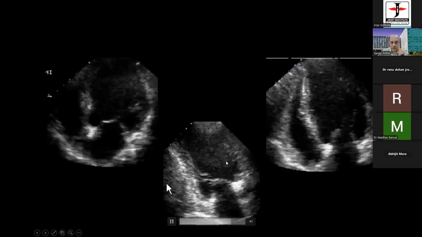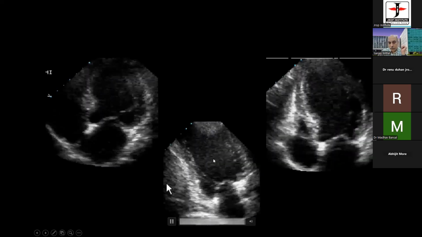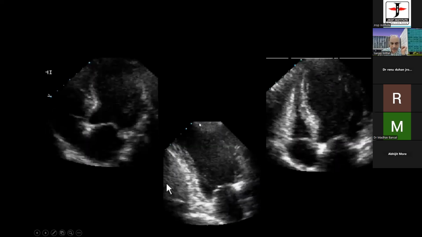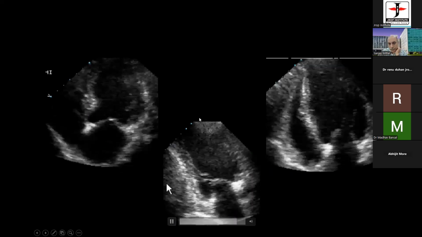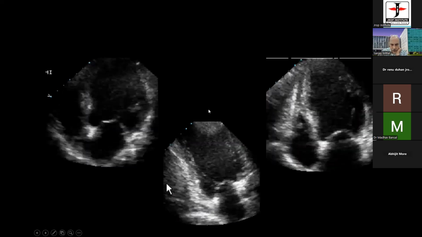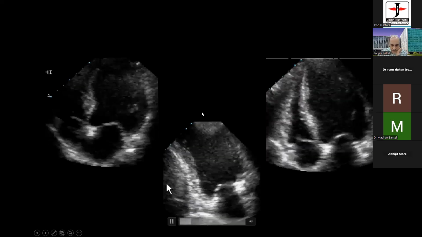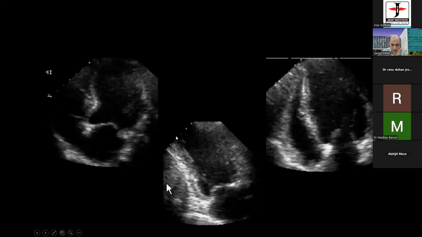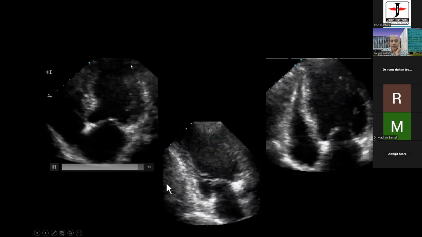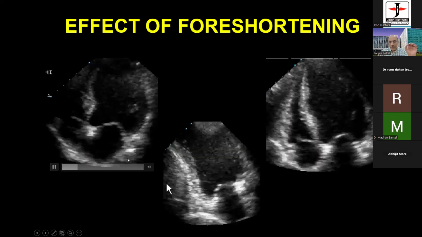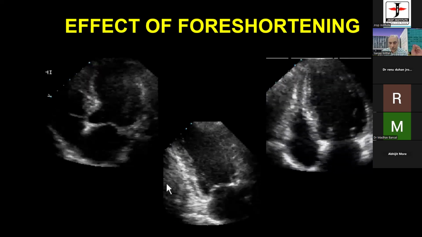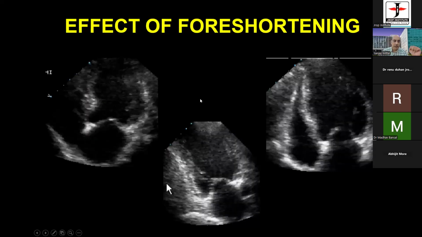Why it so happened is, if you look at the two-chamber view, the apex is not even in the picture in this particular view, on the left side. So the transducer was positioned here and the ventricle is being cut here. The apex, which is somewhere here, is not in the picture. And that is what we call foreshortening. And it is a very common mistake by a novice who has just started to take the transducer in the hand.